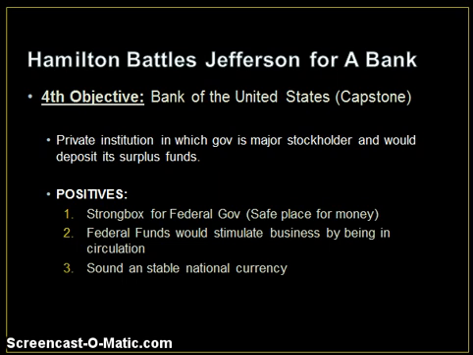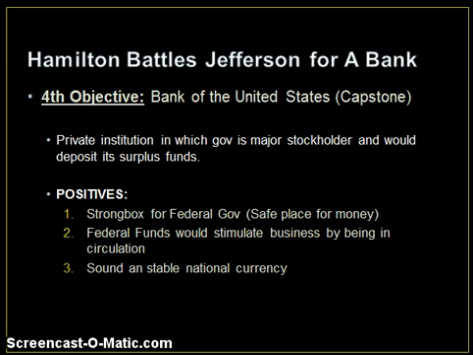Now his fourth objective is a plan to keep that money safe, and it is the Bank of the United States, which is really the capstone and really his baby when it comes to his economic plan. It's going to be a private institution in which the government is a major stockholder and could deposit its surplus funds, which is kind of ironic because we know the government doesn't have surplus funds today. But there are some positives to this. One, it is a strong box for the federal government. It's a safe place to keep their money.